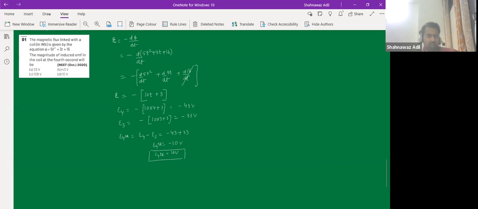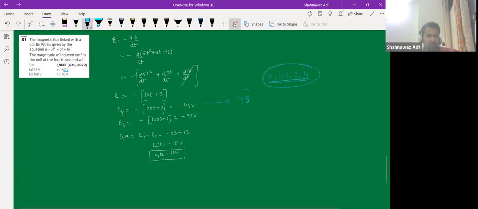Yeah, so they have given this option also. You should never get confused with this one, because this 43 volt is the EMF in 4 seconds. We are counting all these times, so in 4 seconds this would be the EMF, and in 3 seconds this would be the EMF generated. But they want us to calculate in the 4th second, so we will calculate from 0 to 3.